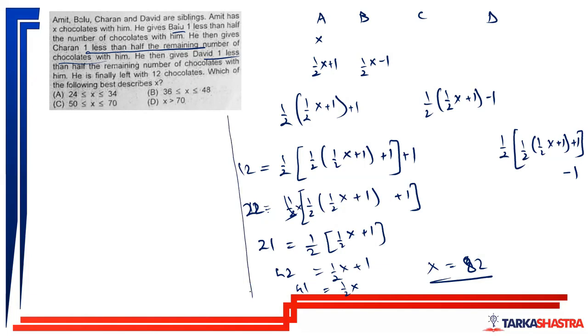which of the following best describes x? Now this is Amit, Balu, Charan and Dev. Okay, after giving one less than half the remaining number of chocolates with him, he is finally left with 12 chocolates. So he is finally left with 12 chocolates, which is half of something, right? Half of something plus 1, no? So what is that half of something?